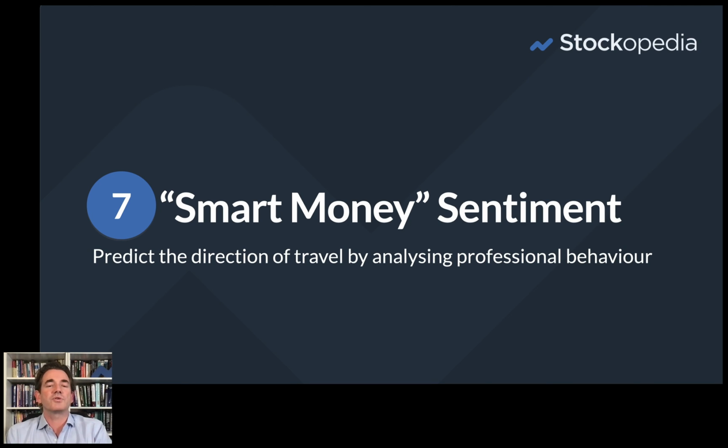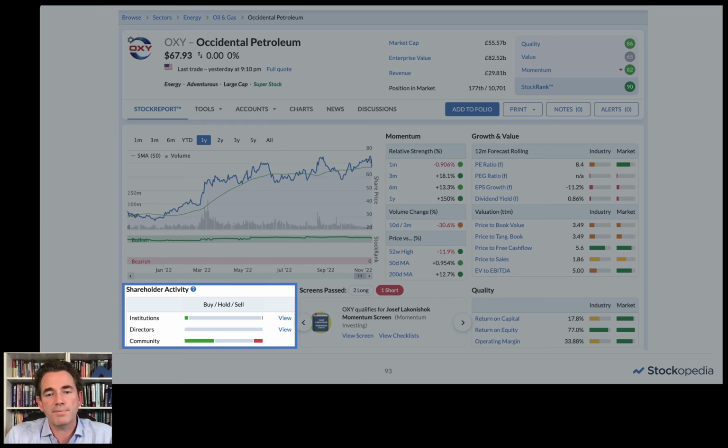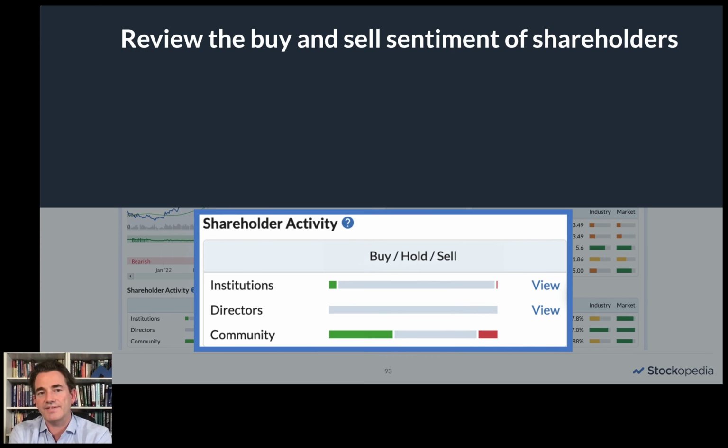And the final thing I want to talk about is smart money sentiment. This really helps you predict the direction of travel by analysing professional behaviour. There are a couple of points on a stock report. Firstly, up here at the top, the shareholder activity. This helps you review the buy and sell sentiment of real shareholders. This is real activity in the market.